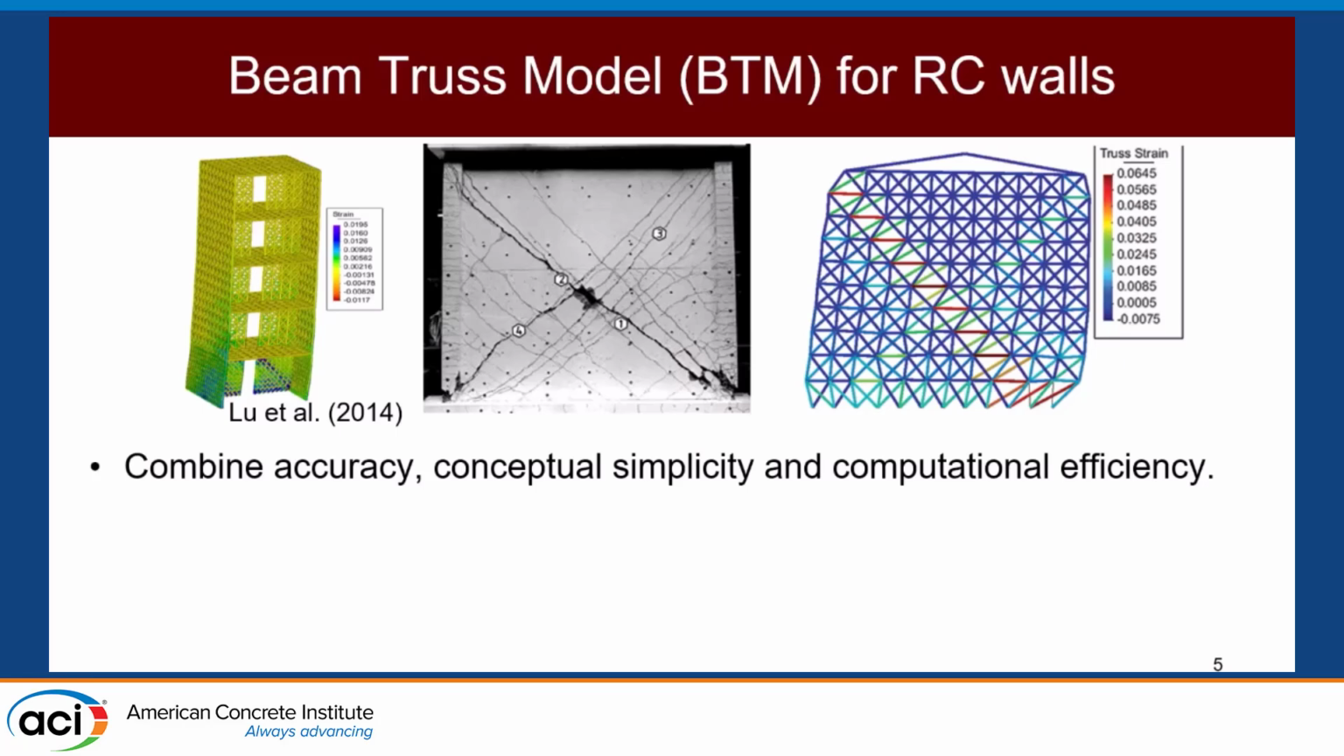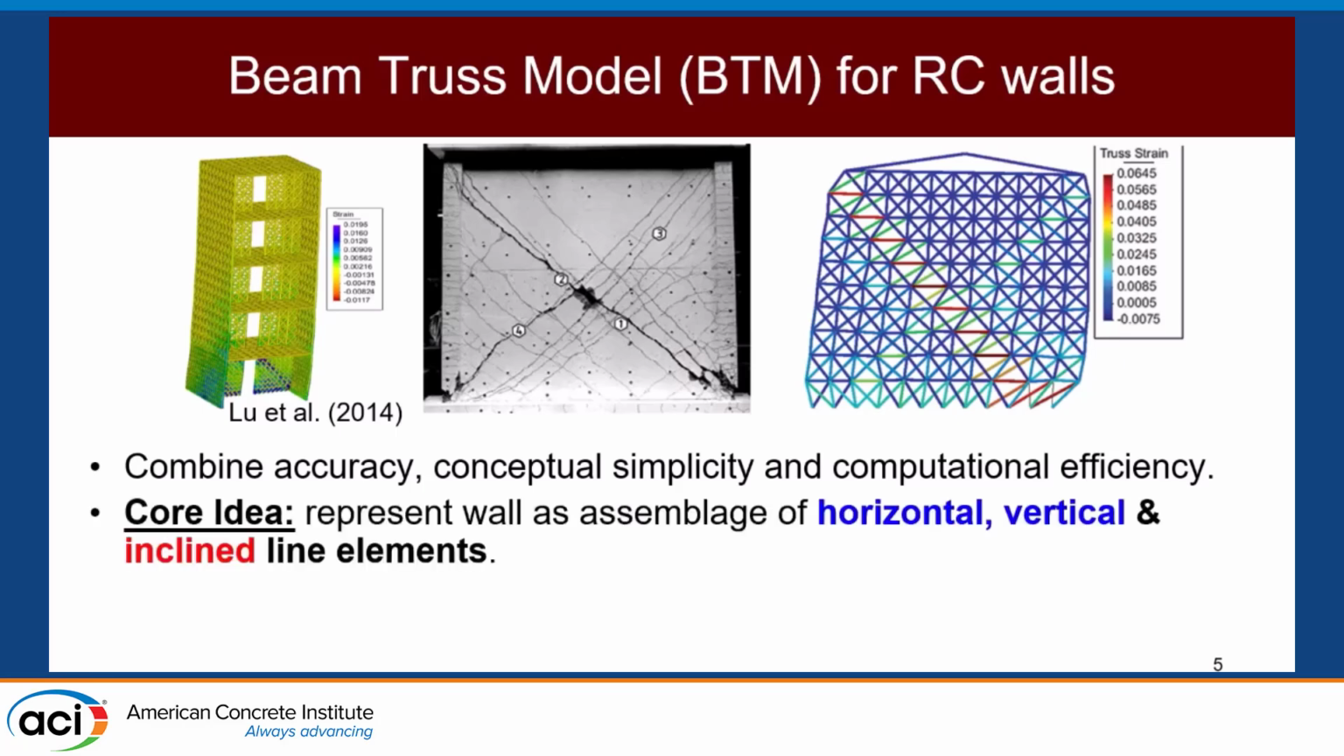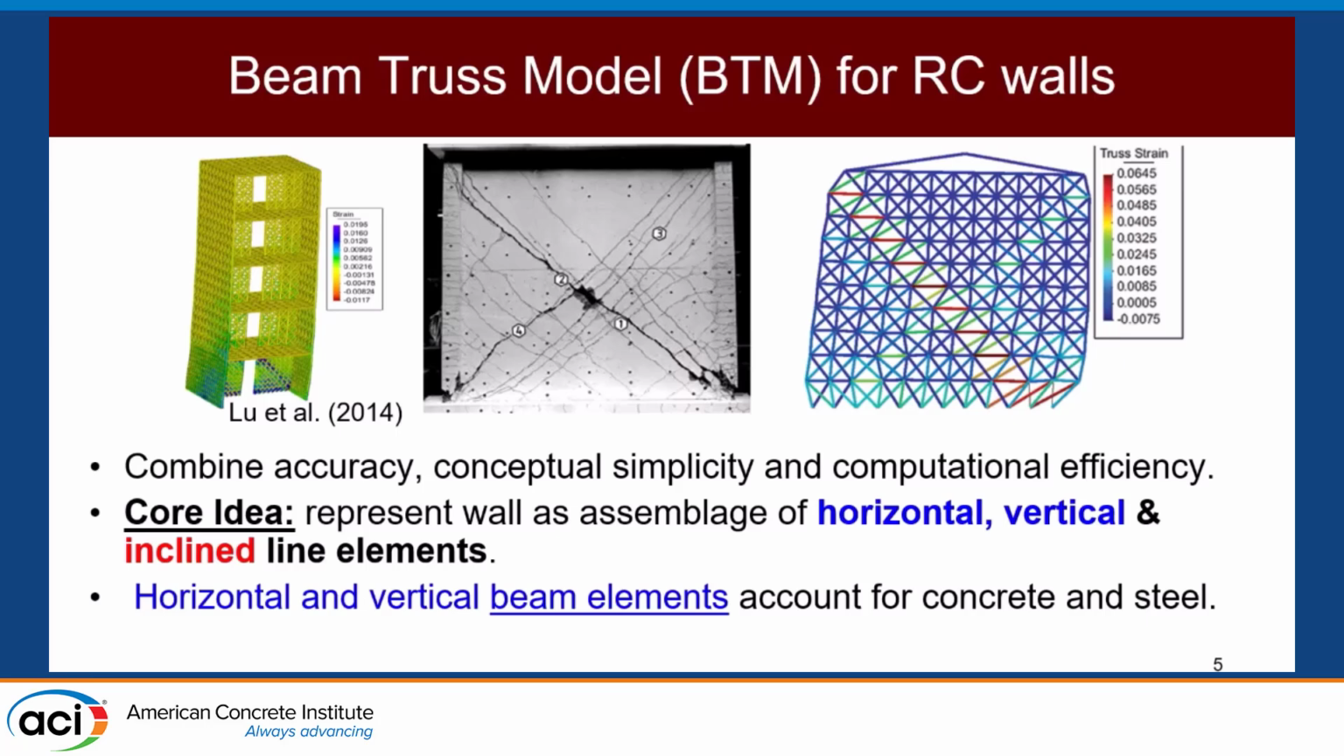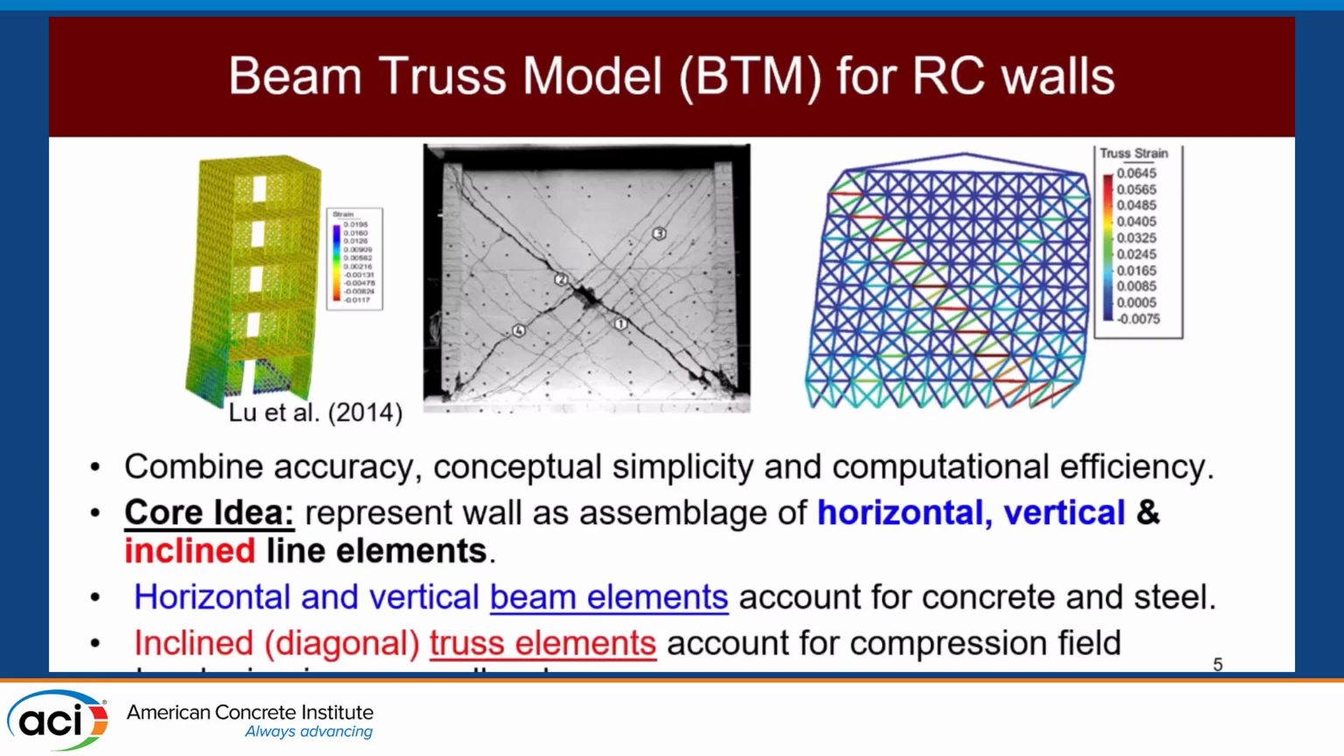This method combines accuracy, conceptual simplicity, and computational efficiency. And the basic idea is that we are actually going to represent one of these elements in the wall model as a configuration of line elements. So we have horizontal, vertical, and inclined line elements. The horizontal and vertical elements are beam models, while the diagonal elements are represented by truss elements. And the truss elements account for the compression field developing, like what happens in the wall web or in the compression toe region.